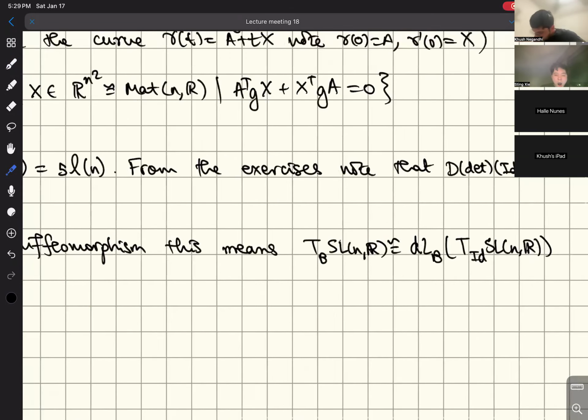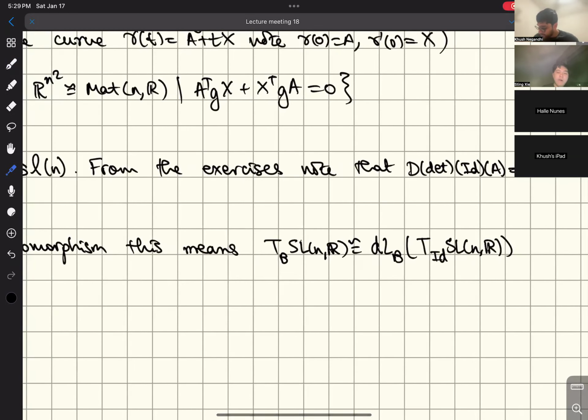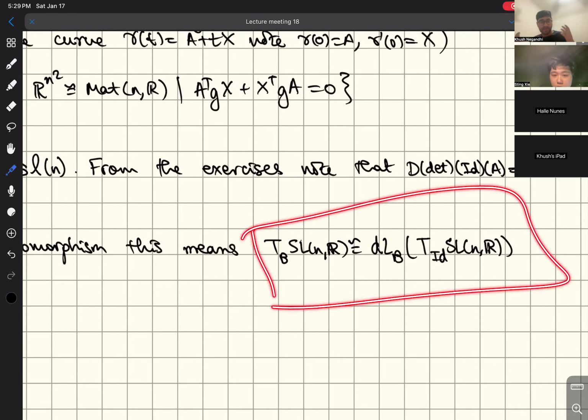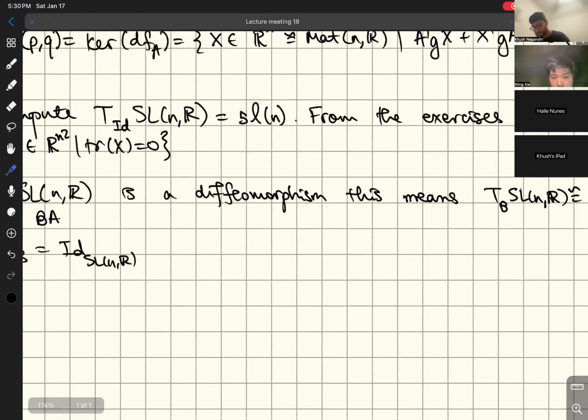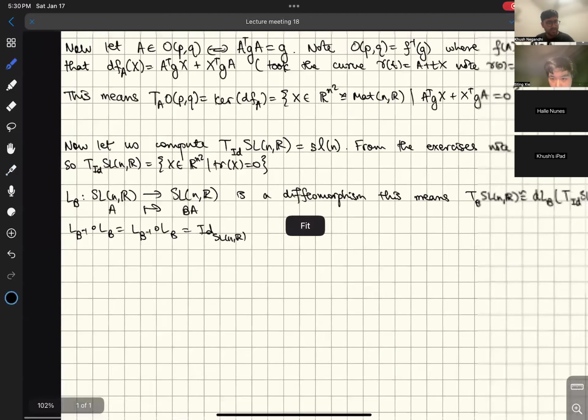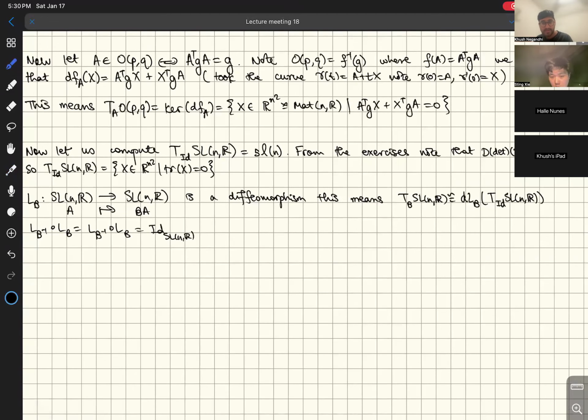Once you know the tangent space at identity, all you need to do is use left multiplication to take vectors that are tangent to the identity and push them to vectors that are tangent to whatever point you want. Are there any questions on this?